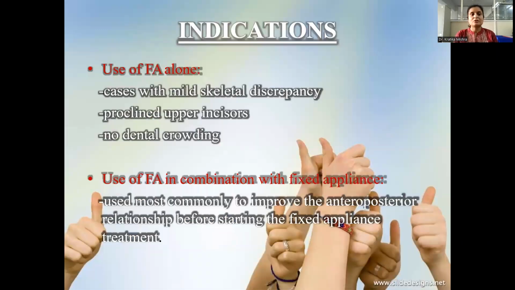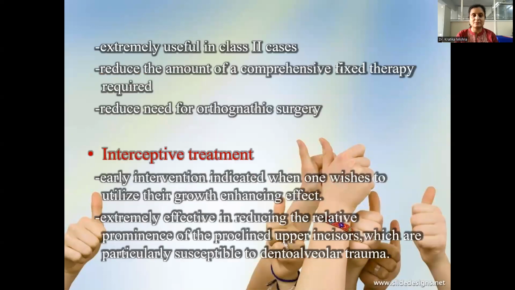Now, indications. Uses of functional appliance alone: cases with mild skeletal discrepancy, proclined upper incisors, and no dental crowding. Use of functional appliance in combination with fixed appliance is commonly used to improve the anteroposterior relationship before starting the fixed appliance treatment.